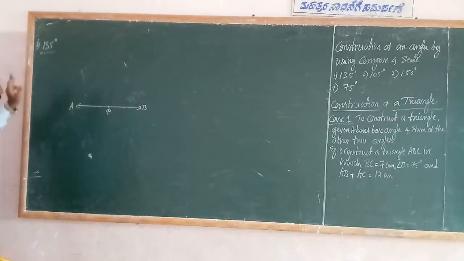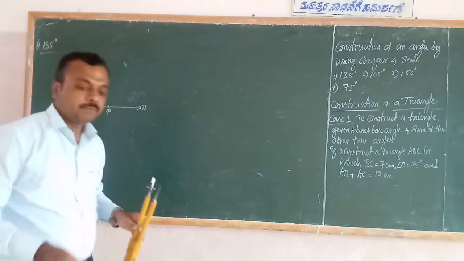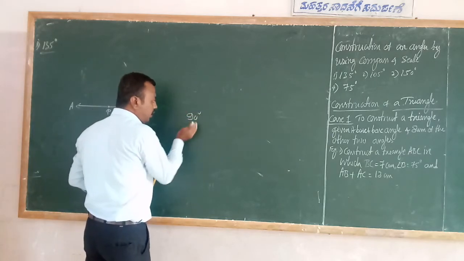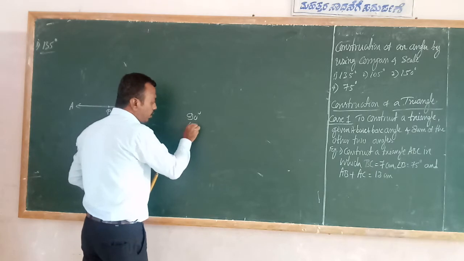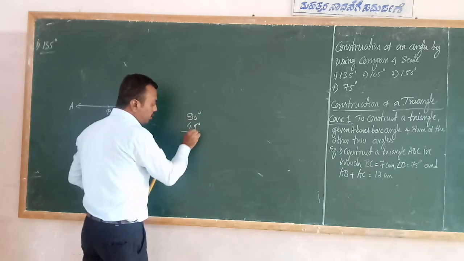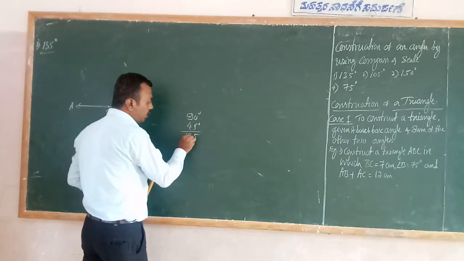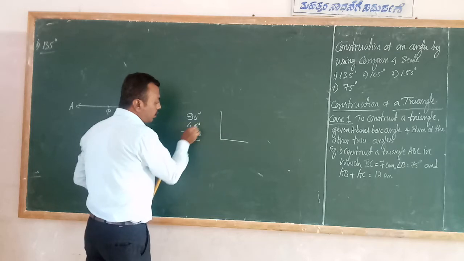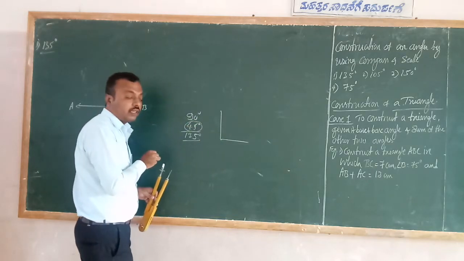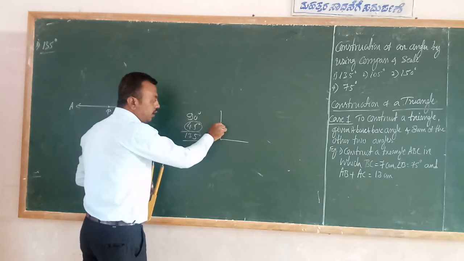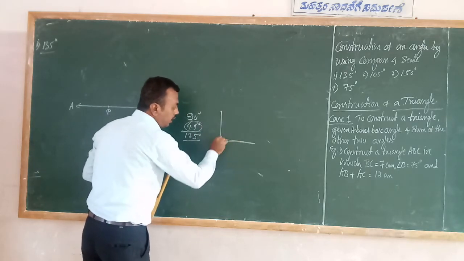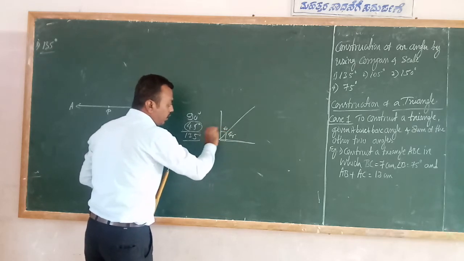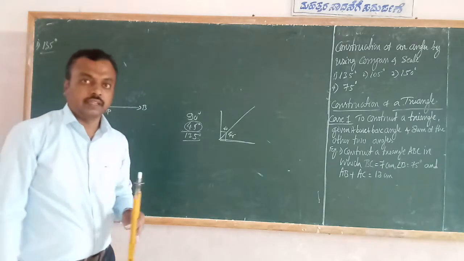See, in 135 degree, we have to construct 90 degree first. After that, how many degrees do we need? 45 degrees. See, 90 plus 45, how much does it become? 135 degree. So first we have to draw the 90 degree, then we construct the 45 degree. How do you construct the 45 degree? By bisecting the 90 degree. If you bisect the 90 degree, it becomes 45 degree and this is also 45 degree. So 90 plus 45 becomes 135 degree.